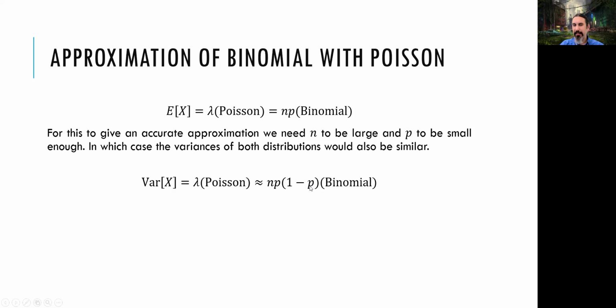If p is small enough, this value is going to be close to 1. So this lambda will be very close to this lambda, which is easy to calculate. If p is not small, the variance won't be the same. You can still apply this technique and find an approximation, but you cannot be sure that the approximation is close enough. As long as p is small enough, this one is close to 1.